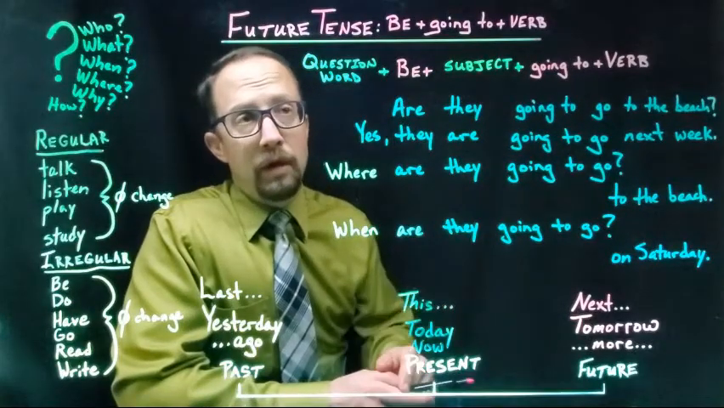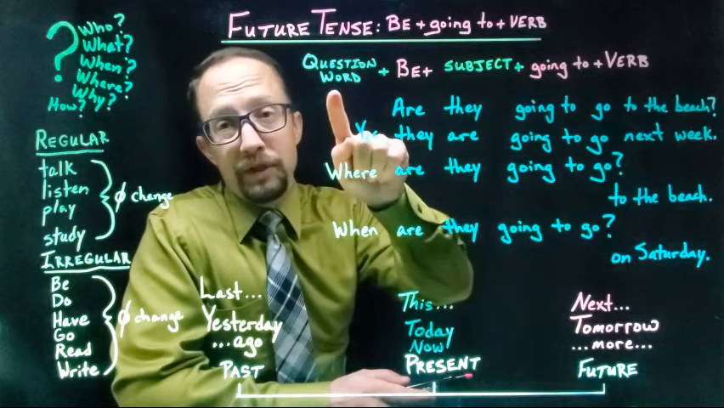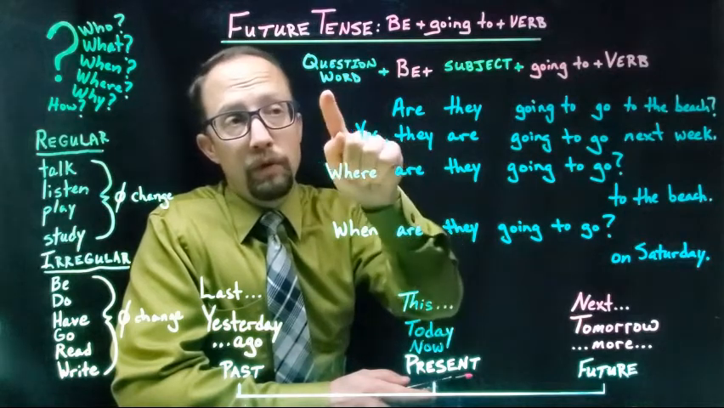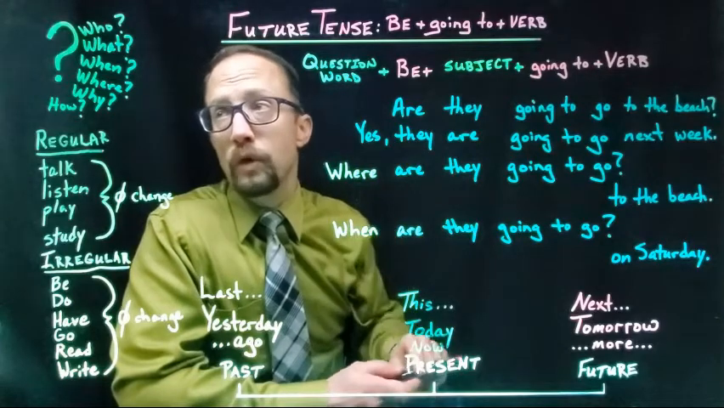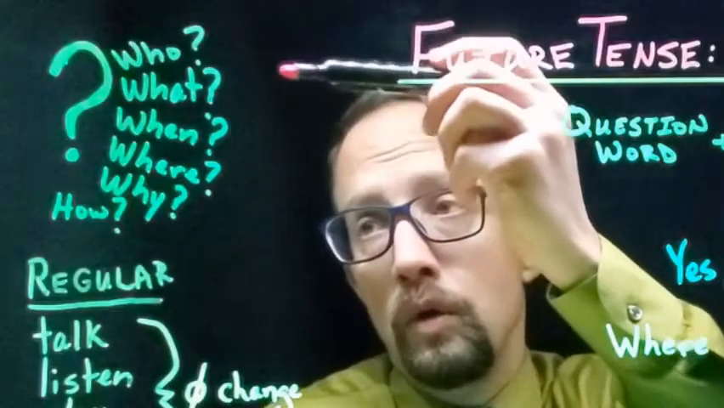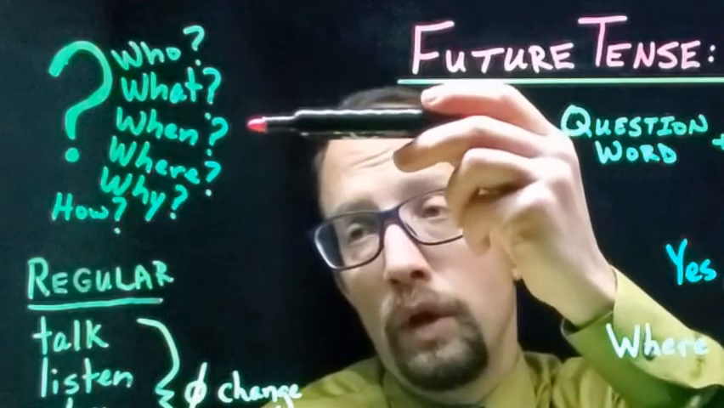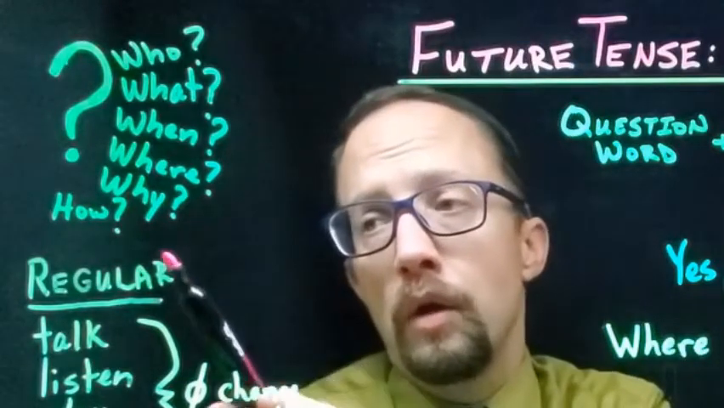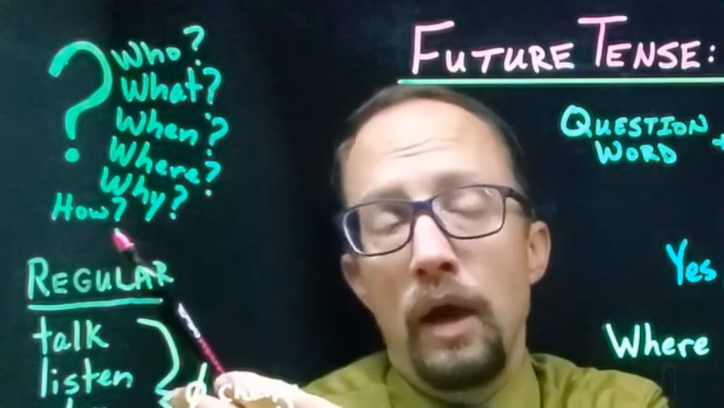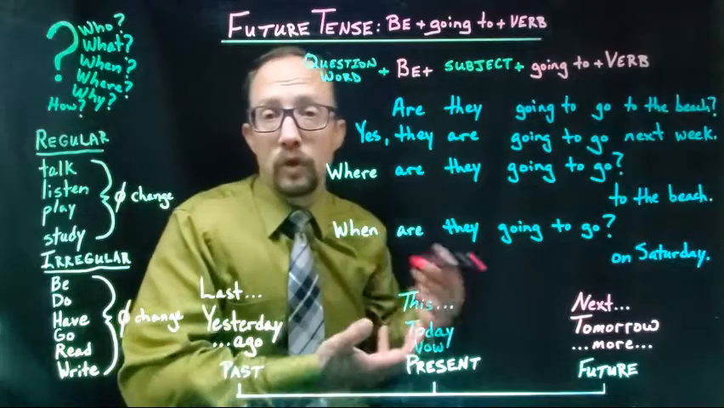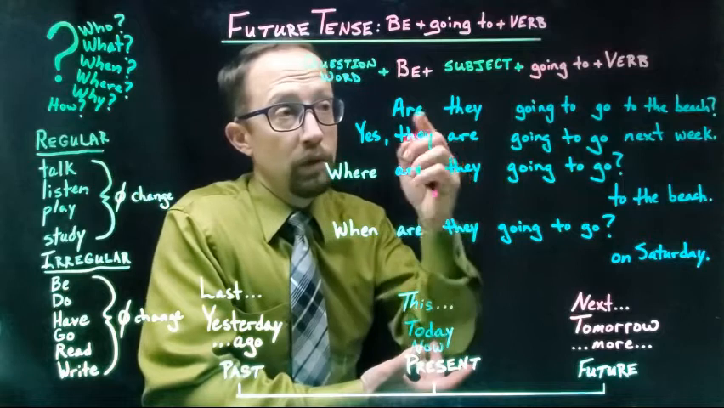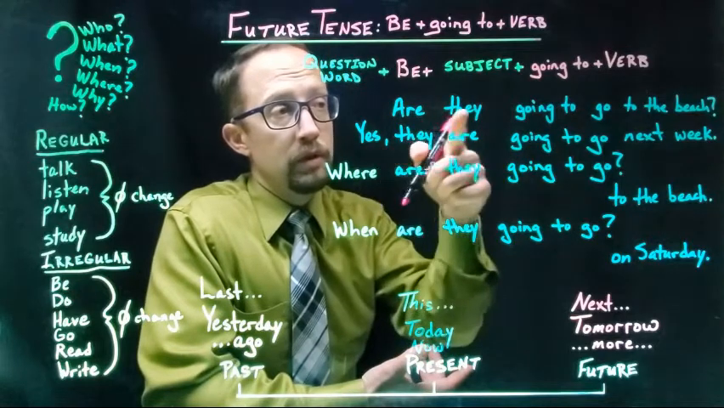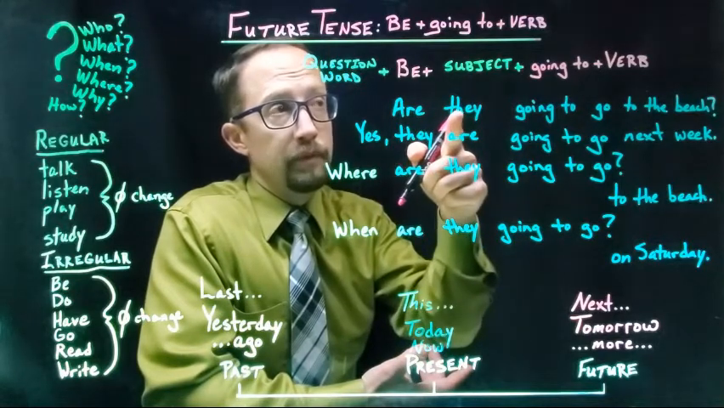Now let's talk about questions, especially with question words. Remember, the question words are who, what, when, where, why, and how. So you can write a question without a question word. You just change the order, okay?